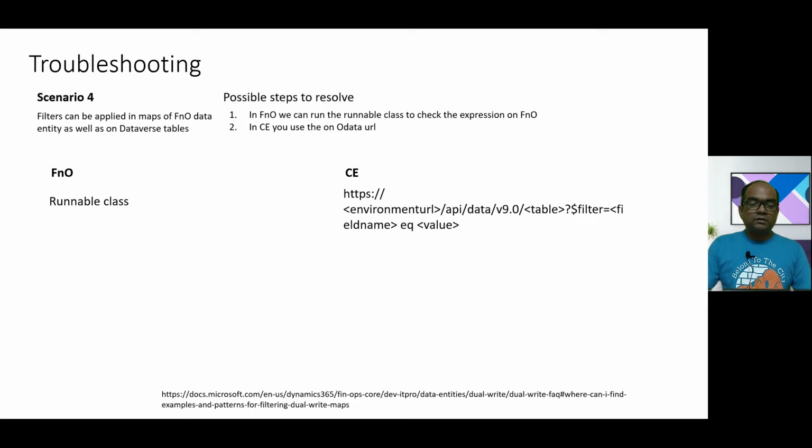If you look at this from a CRM or customer engagement perspective, then you need to use this OData URL, which is pretty simple as compared to FNO. As soon as you amend or append the details of your application URL, the table information, the filters, fields and all, then this OData URL will execute and check for errors, if there is an error in the filters section of the dual write map for customer engagement fields.